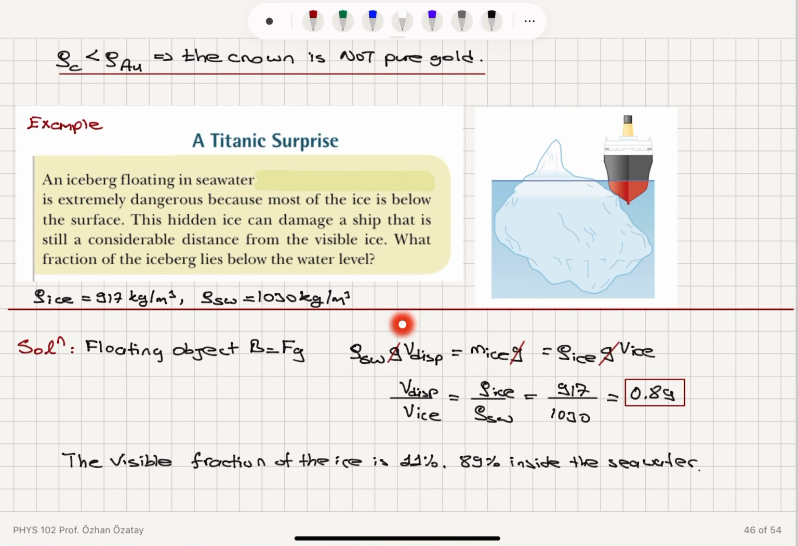We see that rho SW, the seawater density, multiplied by g multiplied by the volume of seawater displaced by the ice underneath the seawater equals the total weight of the ice, the mass of ice times g. We see that the ratio of the volume underneath the seawater to the total volume is 0.89, so 89% is inside the seawater, and 11% is the visible fraction.